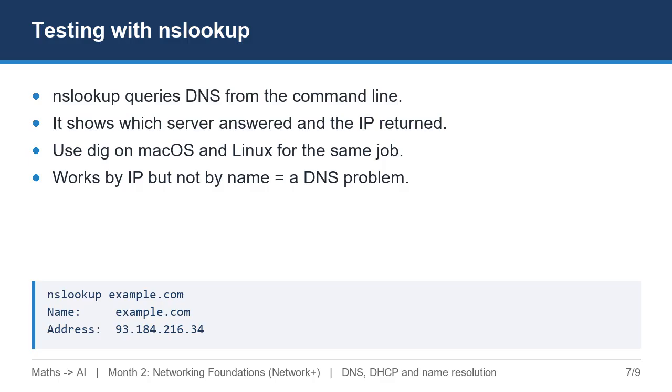Your key tool here is nslookup, or dig on Mac and Linux. Type nslookup and a website name. It tells you which DNS server answered and the IP address it returned. Here's the golden rule for the helpdesk: if you can ping 8.8.8.8 but nslookup fails, you have a DNS problem, not a connectivity problem. Pinging by IP bypasses DNS entirely.